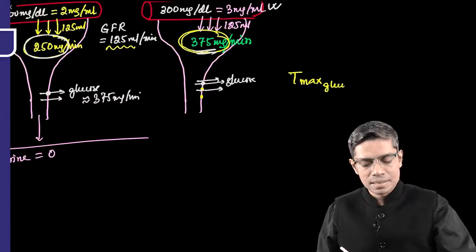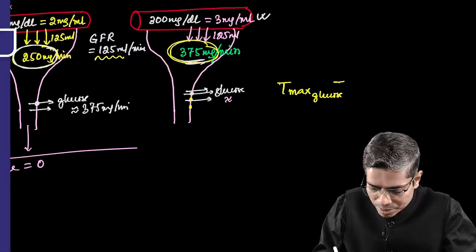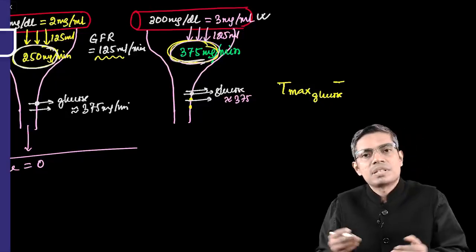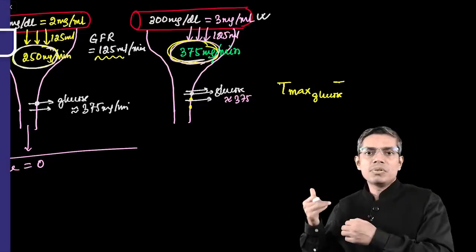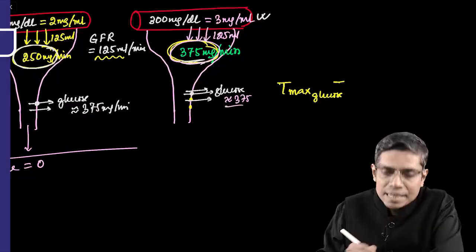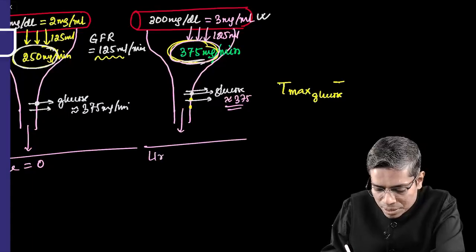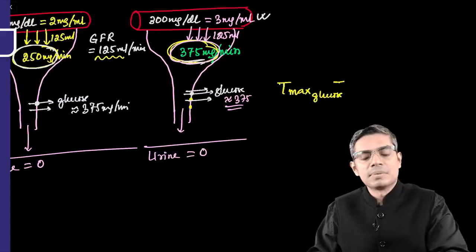And in the second case, again the maximum is 375 and here the filtered load is also 375. So all will be reabsorbed even in the second patient also. So do you think there will be any glucose at the level of urine? Answer is zero glucose at the level of urine.